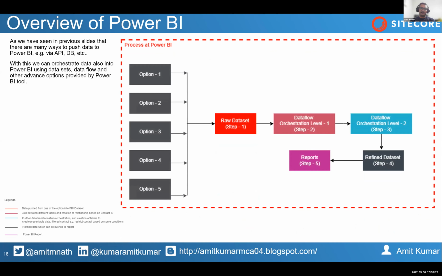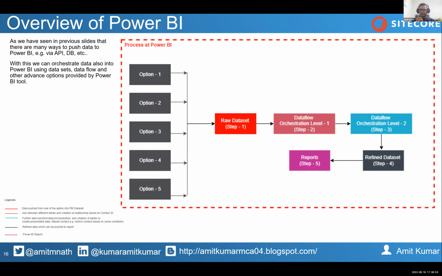So what I did is I created a 5-step process which can be utilized to build up the reporting. Suppose with any of the options you are getting the data and pushing it to Power BI. That is the raw data currently, so you cannot directly use that data to build up a report. So I added a step 2, because in Power BI you can define the steps to process your data itself.